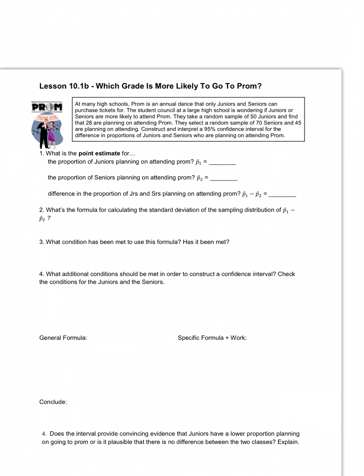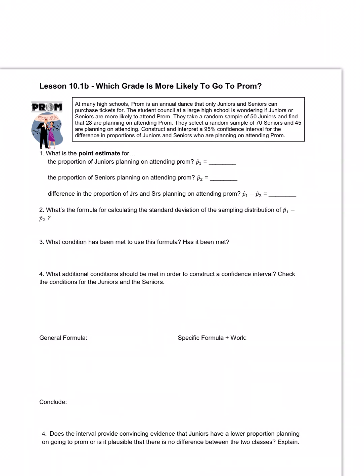Alright, so which grade is more likely to go to prom? In many high schools, prom is an annual dance that only juniors and seniors can purchase tickets for. Student council at a large high school is wondering if juniors or seniors are more likely to attend. They take a random sample of 50 juniors and find that 28 are planning to attend prom. They select a random sample of 70 seniors and find that 45 are attending.